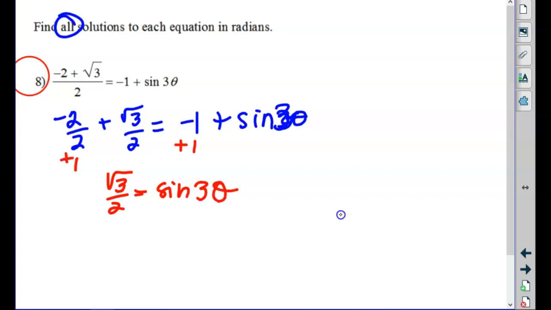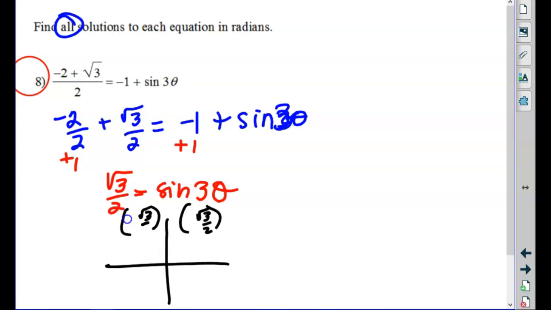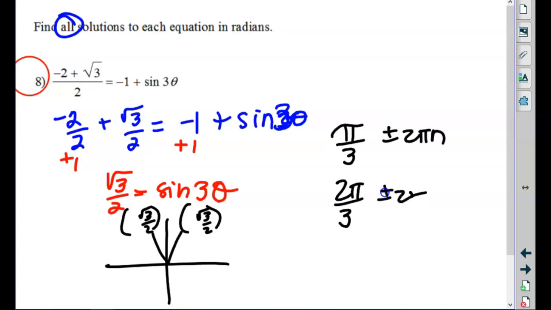Okay, be awake, because this is a question that could be on the quiz. Everybody ready? So what you do is you look for where the sine value is square root of 3 over 2. I'm thinking, how did I do? Is it pi over 3 and 2 pi over 3? And it's plus or minus every 2 pi n. But that's 3 theta. So what do I still have to do? 3 theta equals, and 3 theta equals. So I need to divide by 3 or take 1/3 of everything.